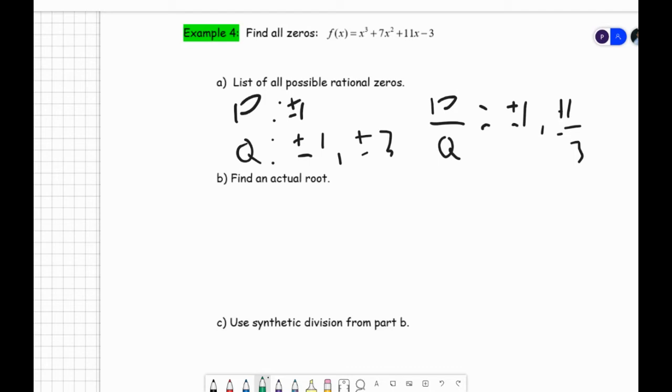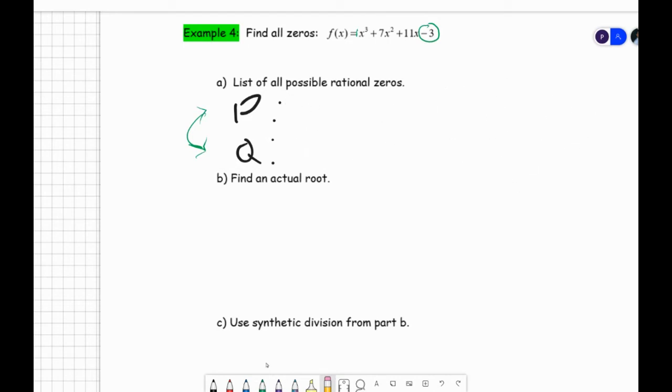Okay, very good. I think you mixed these two up, by the way. The P is supposed to be the constant and the Q is supposed to be the lead coefficient. So you actually switched these two up. So let's rewrite that. P is -3 and the Q is 1.